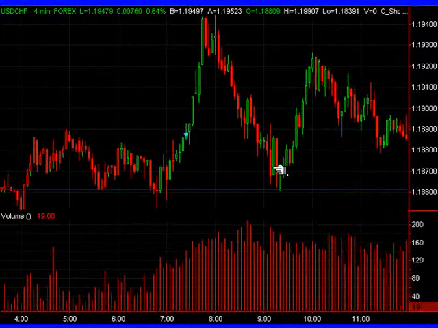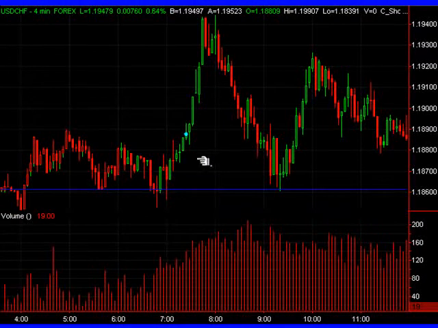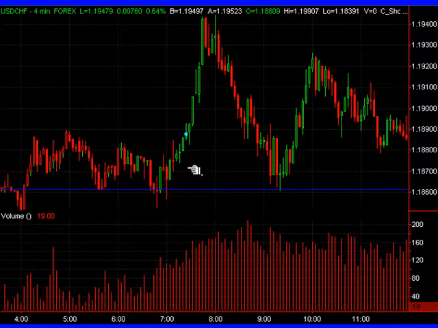Right, couple of changes to the chart. First of all, I've knocked off the colour that showed the bars of the Asian session followed by the European session, but I've also added on the volume activity, or at least the amount of activity, the number of ticks that there are for each of these 4-minute bars.